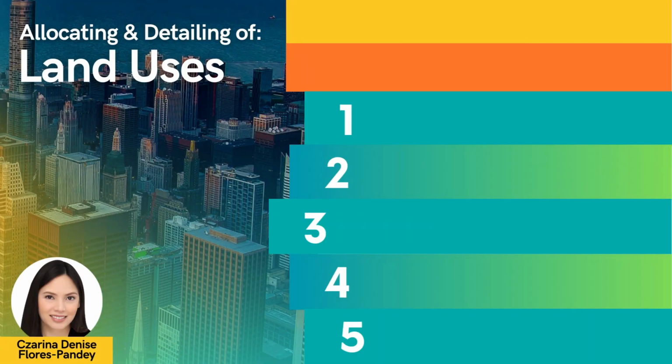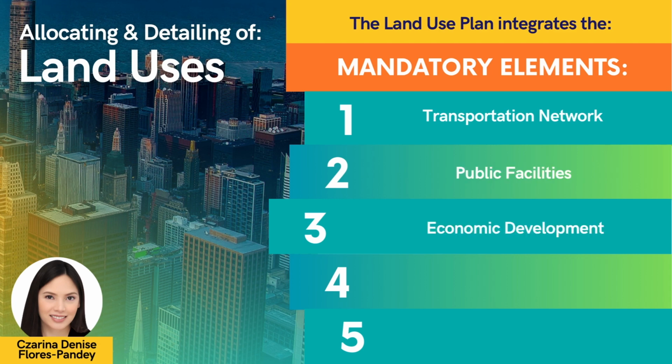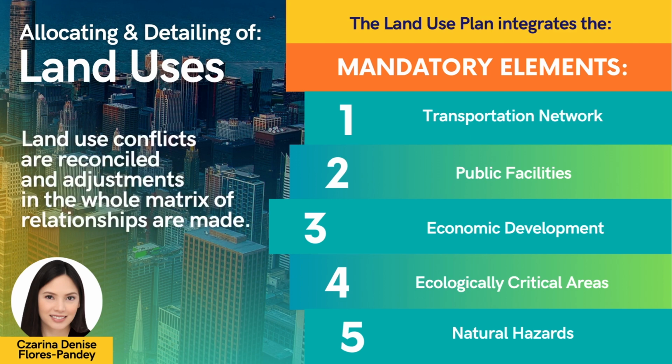In allocating and detailing of land uses, the land use plan integrates the mandatory elements, such as the transportation network, the public facilities, economic development, ecologically critical areas, and natural hazards. Land use conflicts are reconciled and adjustments in the whole matrix of relationships are made.